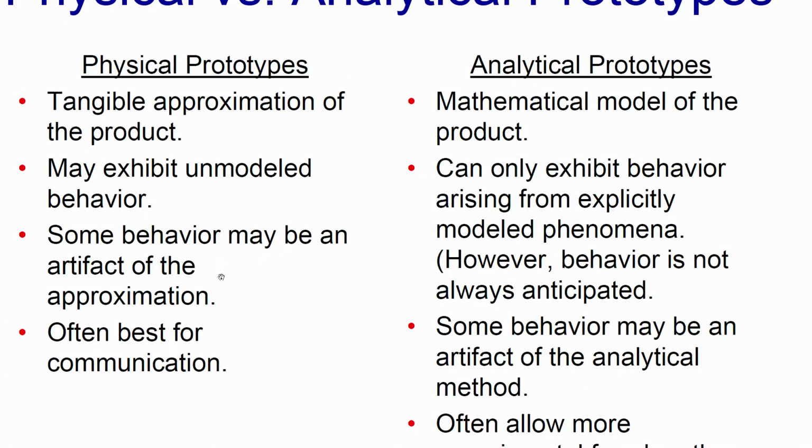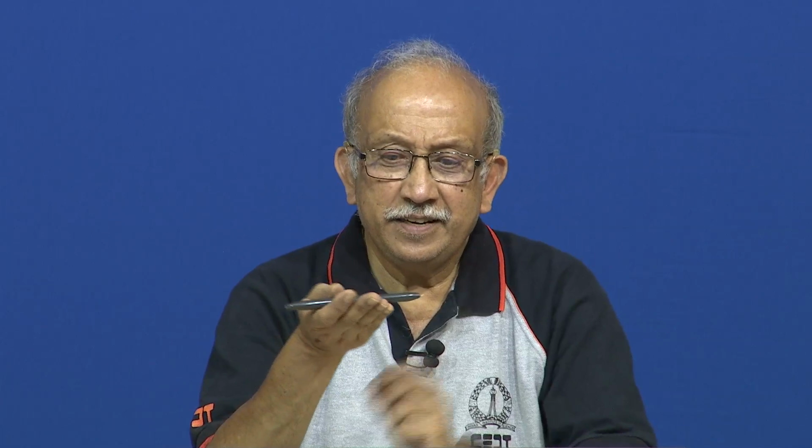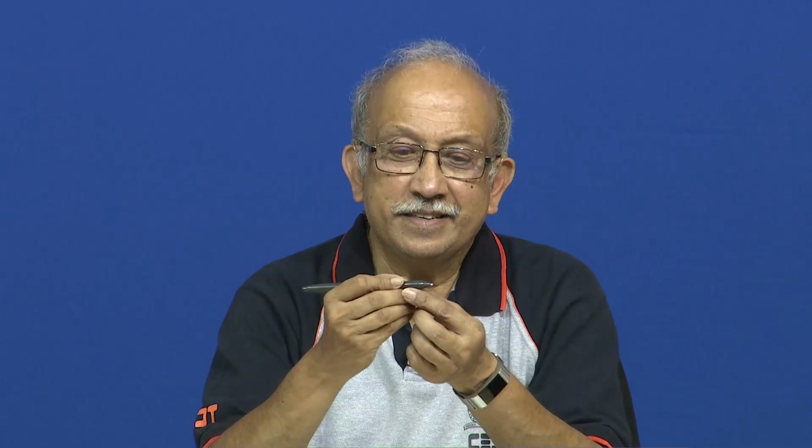Behavior may be an artifact of the approximation. If you make things, you see the way it behaves, how do I clamp it? Do I hold it like this? And there is something here at the tip, in this case this is a stylus. This tip helps me in doing things, and on the other side they have given a dummy thing, for the purpose that I can point here, nothing will happen.